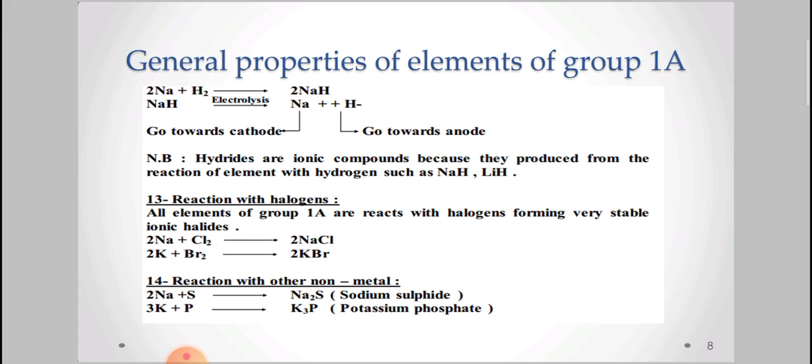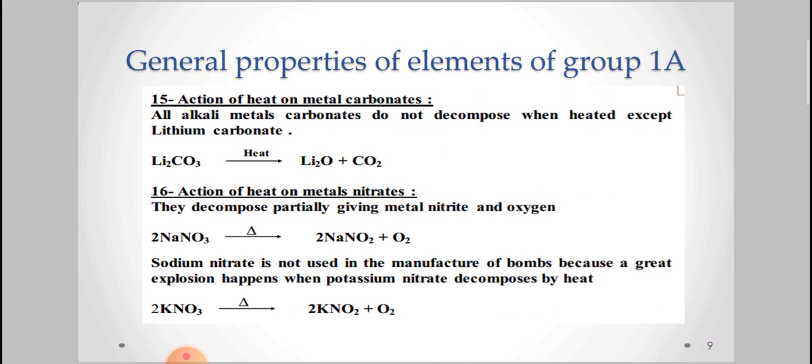Reaction with other nonmetals. 2Na plus S gives Na2S, sodium sulfide. 3K plus phosphorus gives K3P, potassium phosphide. Action of heat on metal carbonates. All alkali metal carbonates don't decompose when heated except lithium carbonate, heated to 1000 degrees Celsius to give Li2O plus CO2. Action of heat on metal nitrates. They decompose partially, giving metal nitrite and oxygen. 2NaNO3 gives 2NaNO2 plus O2.